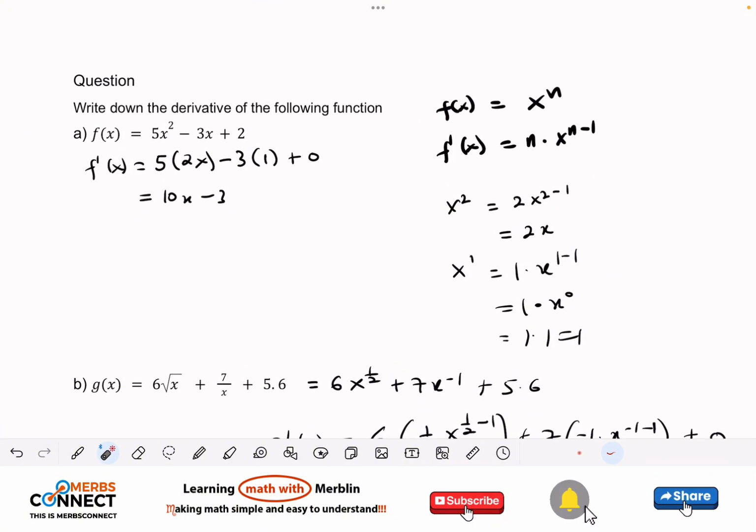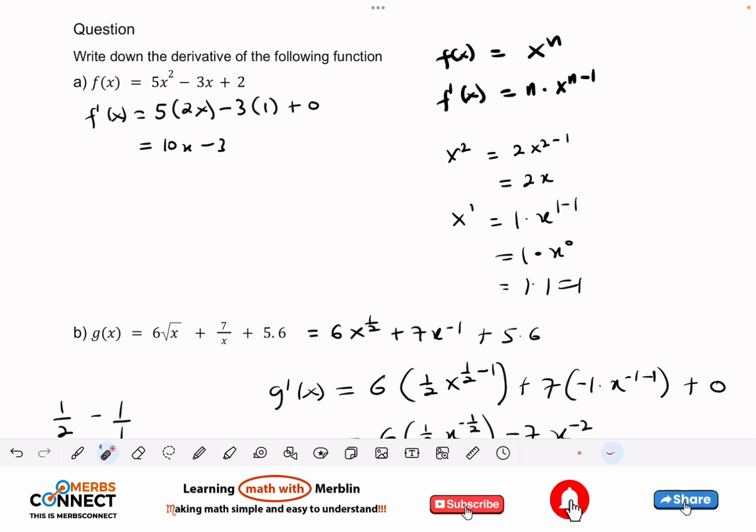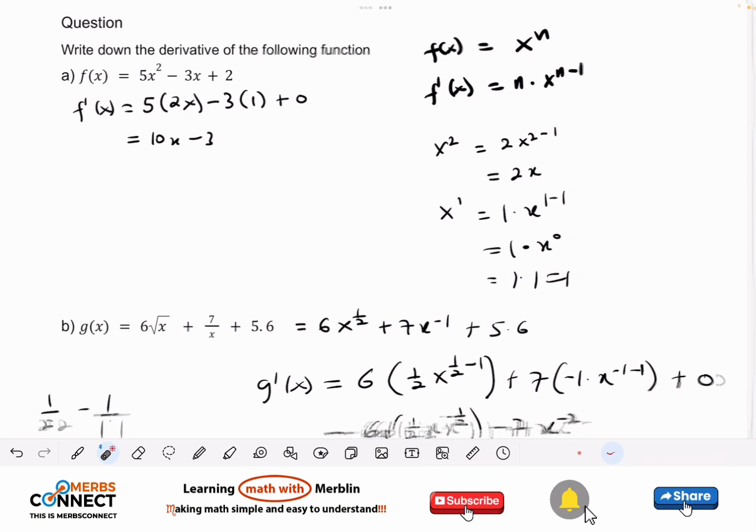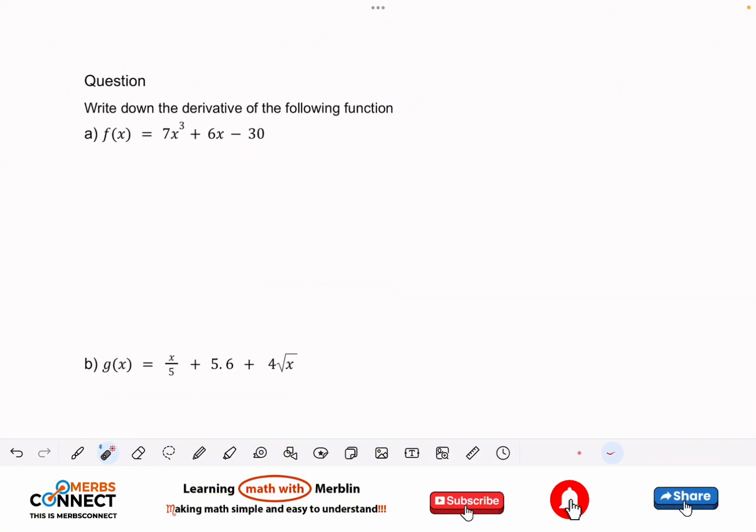So I'll give you a similar example, then you try and put your final results in the comment section. So now let's look at this question here. You are going to use the power rule to differentiate this and also differentiate this. So in the comment section, you can type A, then you put your results there, B, then you put your results there.